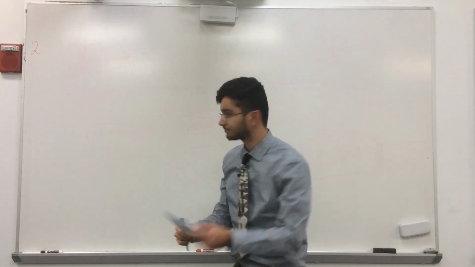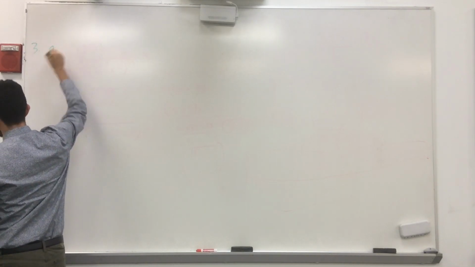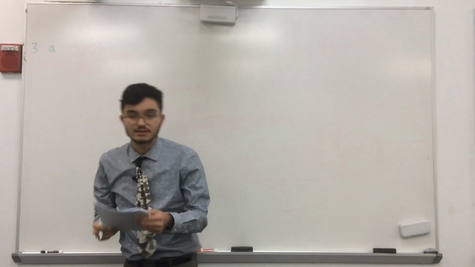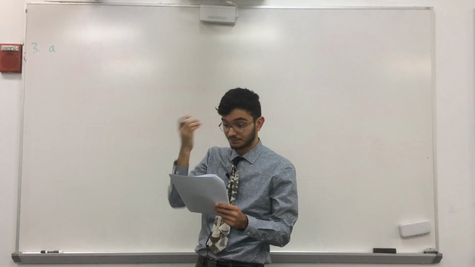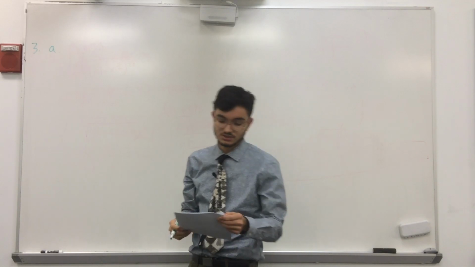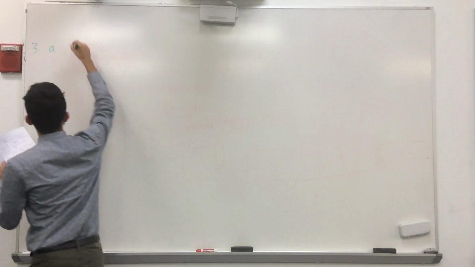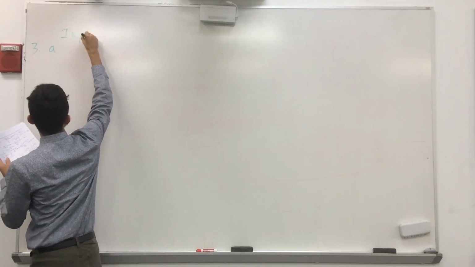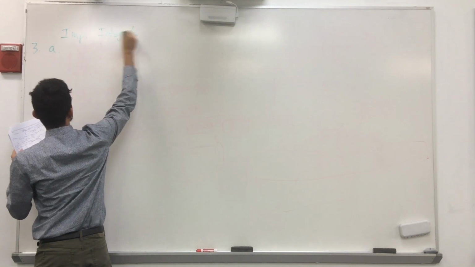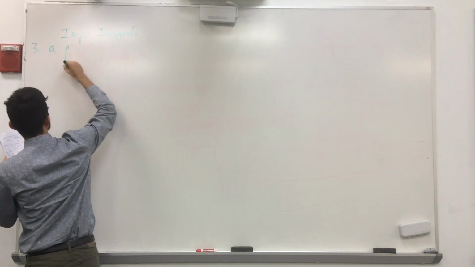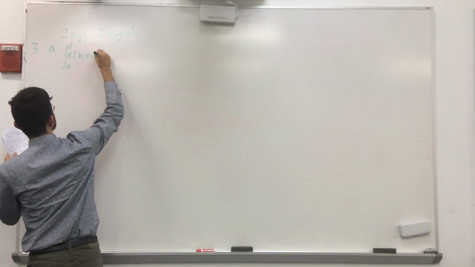So for question 3, we're going to evaluate these integrals if they are convergent, or show that they are divergent. So these are basically improper integrals. The first integral is the integral from 0 to 1 of x ln of x dx.